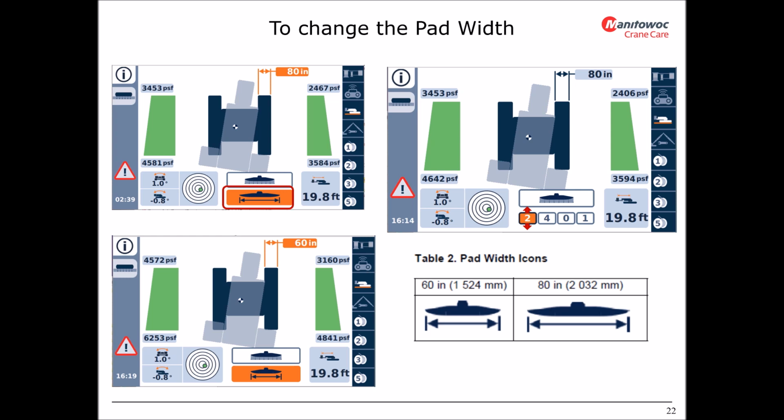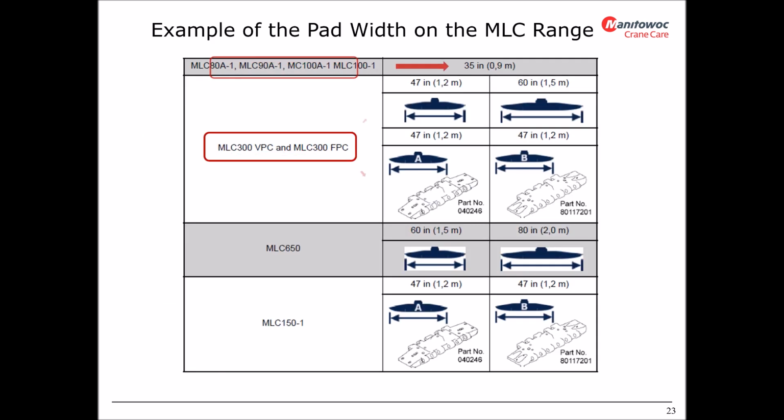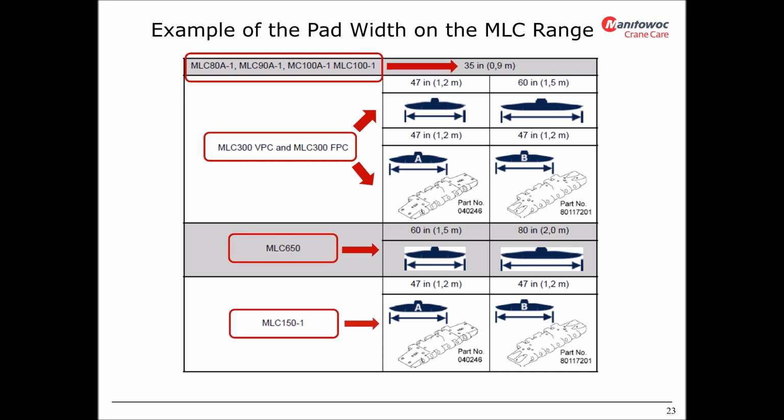The pad width icon will change from the wide pad icon to the narrow pad icon or vice versa, and the new pad width will appear on the plan view of the crane. If it is an MLC650, it will show either 60 inches or 80 inches depending on the choice that you select. Here we can see several pad widths for the MLC crawler range. For your specific crane, you should always consult the main operations manual of the selected crane.